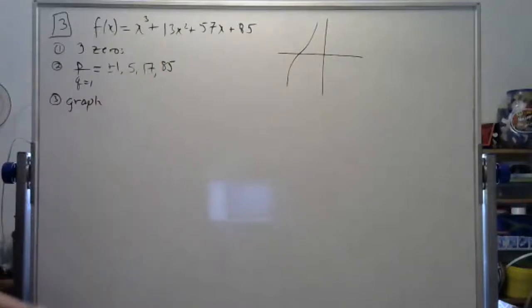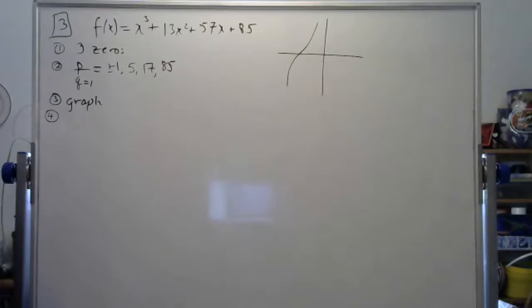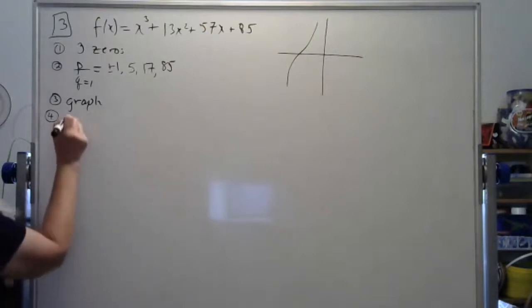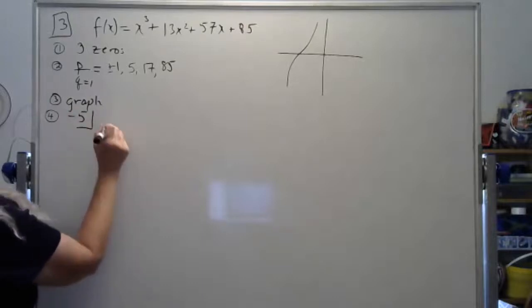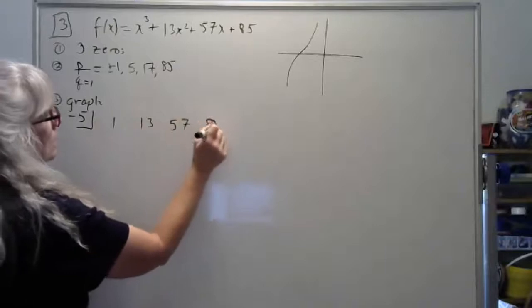From our picture, what number should we try in our synthetic division? So this is step 4. What number should we try? -5. Yep, we're going to go try -5. So I've got a 1, a 13, 57, and 85.